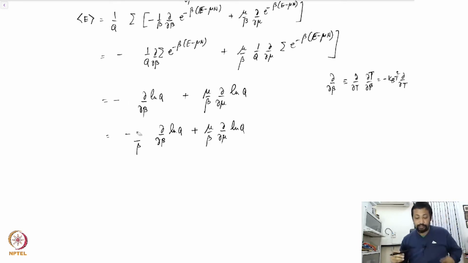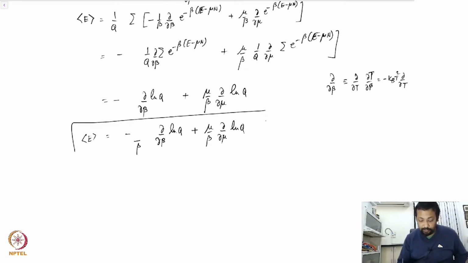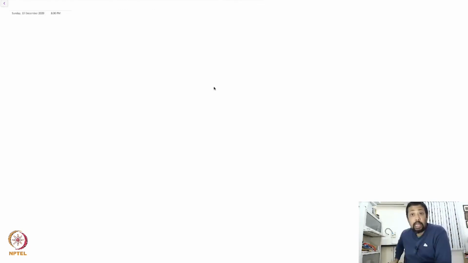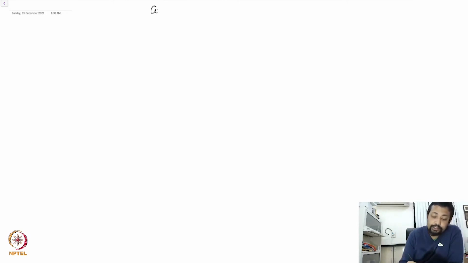And the answer in its simplest form is going to be minus del beta ln q plus mu over beta del mu del n q. Good. Our final task in this part, in this lecture, is to look at the connection with the canonical partition function.